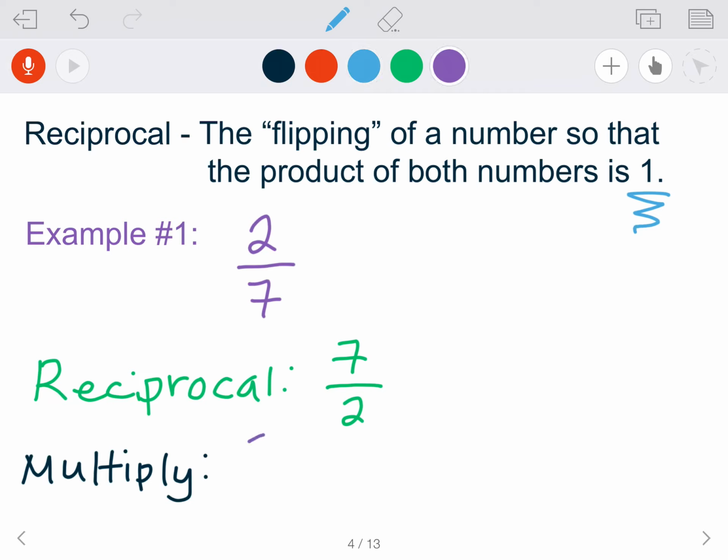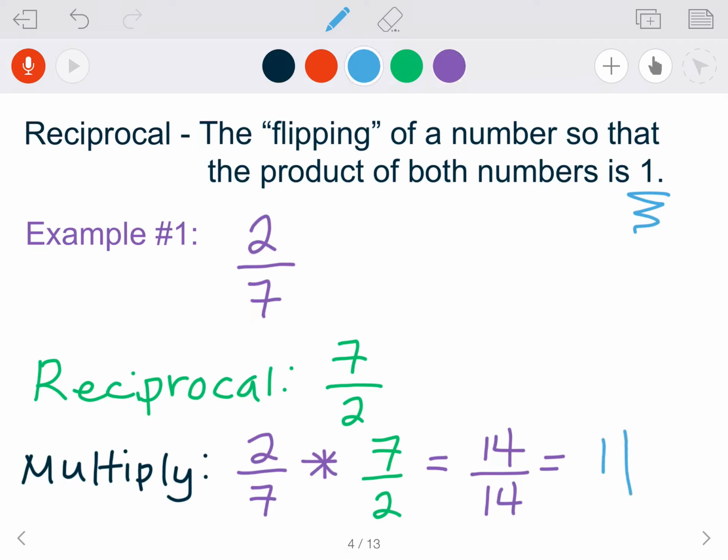Our original number is 2/7, and we'll multiply that by our reciprocal of 7/2. Looking at the numerators, 2 times 7 makes 14, and in the denominators, 7 times 2 also makes 14. Any number divided by itself is always going to equal 1. Okay, so that works. Let's do one more example.